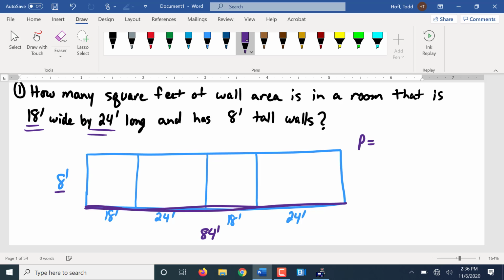So we have the perimeter of 84 feet. The wall area is just going to be that 84 feet times what? 8, which gives us 672 square feet.